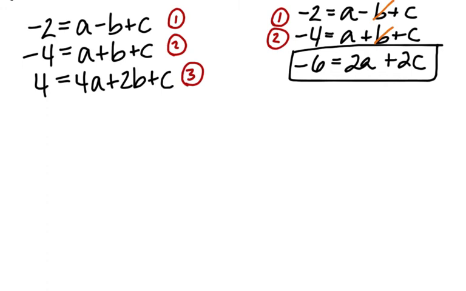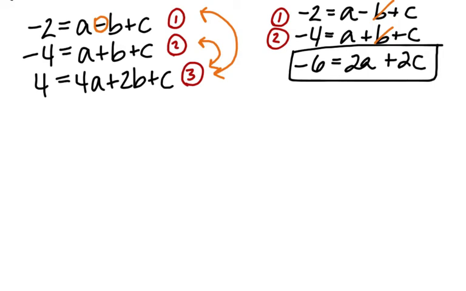Our options are using equation 2 and 3 and eliminating b, or you could use equation 1 with equation 3 and eliminate b. It's entirely up to you. We will get the same answer in the end regardless of which two equations you choose. Since the top equation already has a negative b, I'm going to opt to use equation 1 and equation 3.